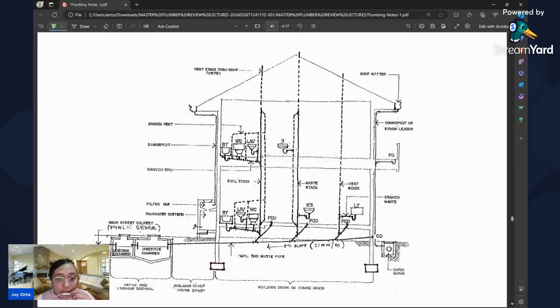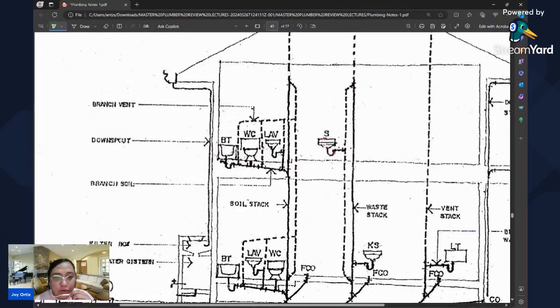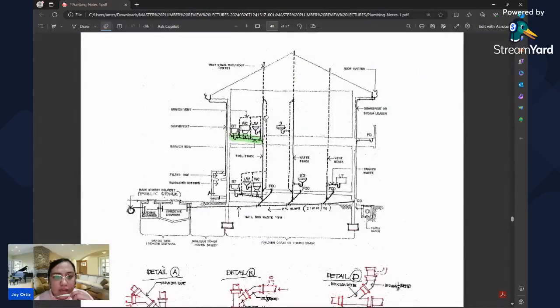So here, as you can see, itong broken line, that's vent stack. So ito po siya, nakakonect po siya dito. Ito yung bathtub. Tapos ito yung lavatory. Then connected silang lahat from here, as you can see here. Yan. So this is the pipe, the soil stack na tinatawag natin. And this is the branch vent. Yan, branch vent. Tapos, ito going sa up.